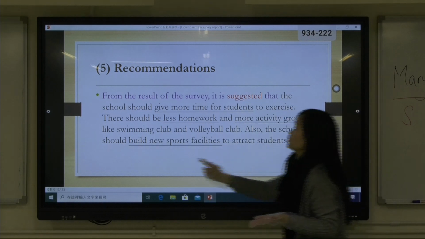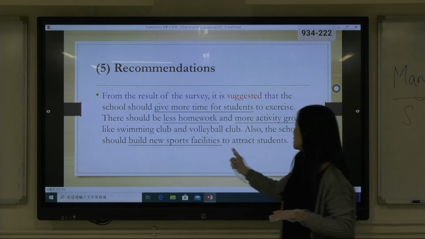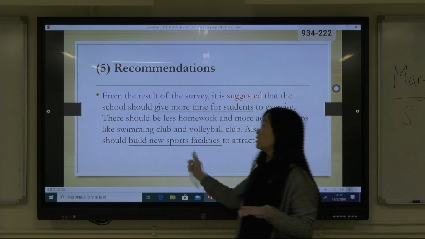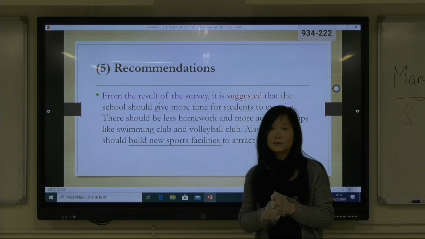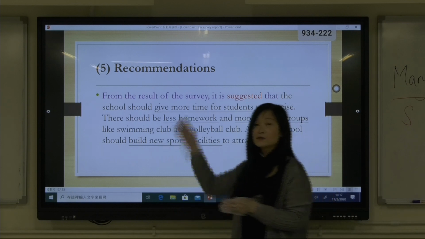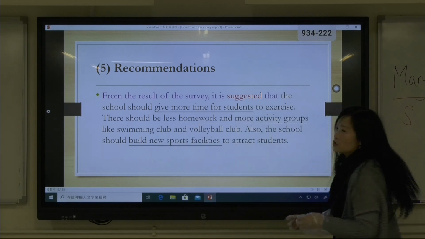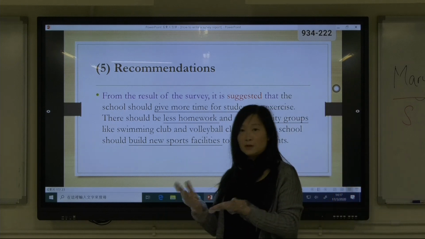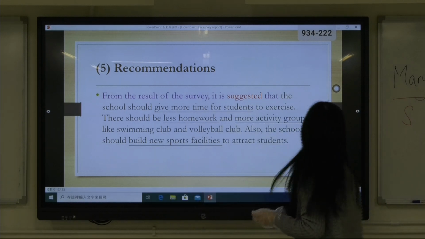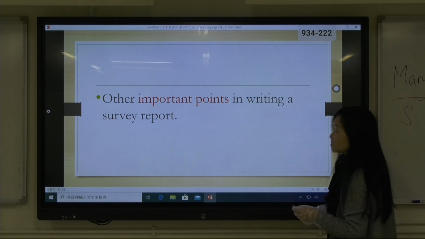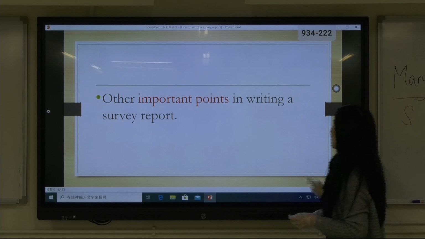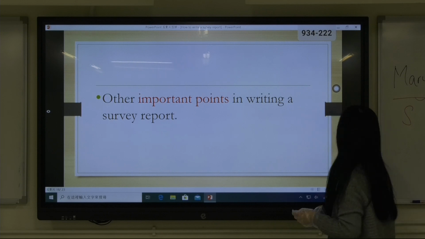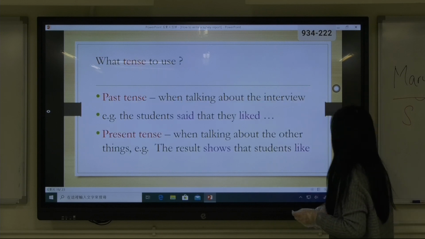Also, the school should build new sports facilities to attract students. So build some new facilities. Maybe the facilities will solve the problem that students don't like to use them. So these are recommendations. So actually, we have come to all the parts of the survey report. And there are some other very important points to tell you. Very important points.